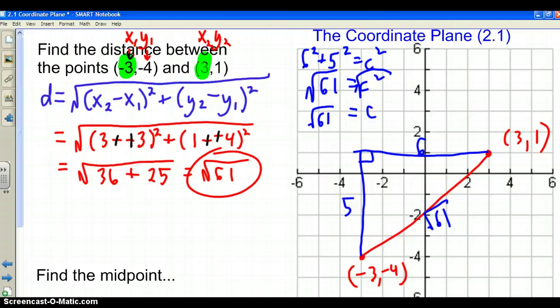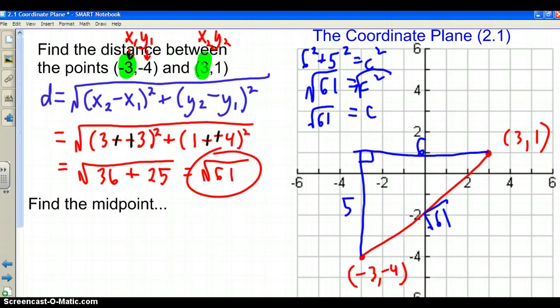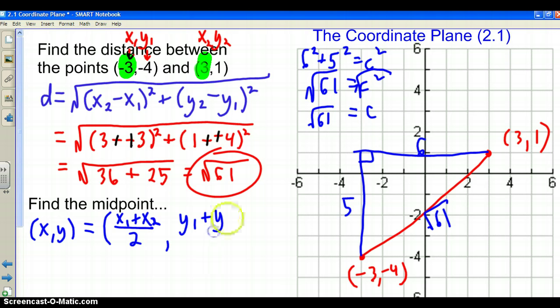And we also need to know how to find the midpoint. And so you probably want to know the midpoint formula, which is the midpoint, we'll just call midpoint x comma y, is going to be the sum of x1 plus x sub 2 all over 2, comma y1 plus y sub 2 all over 2.